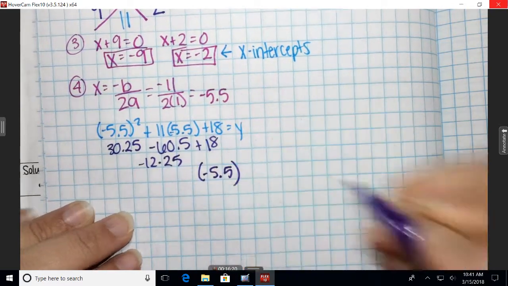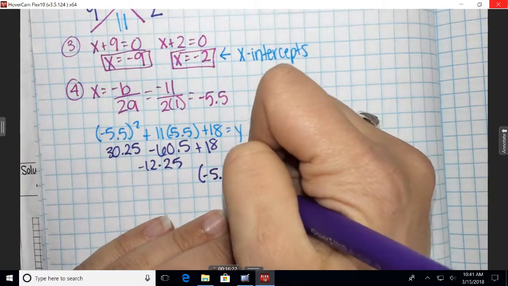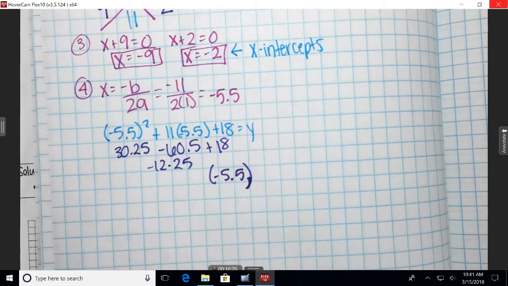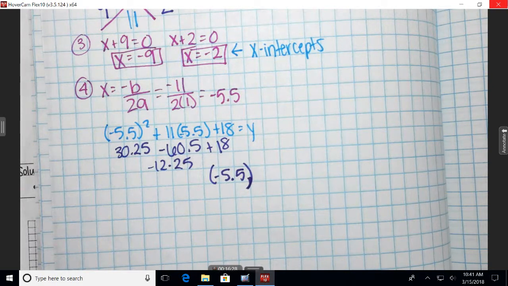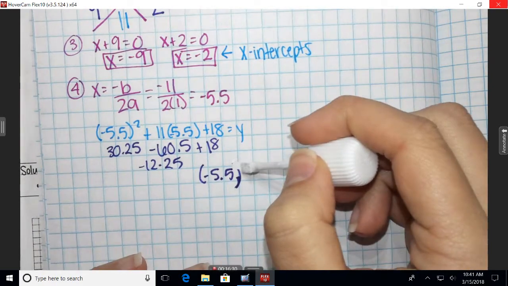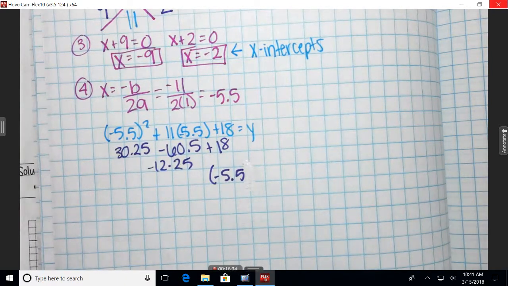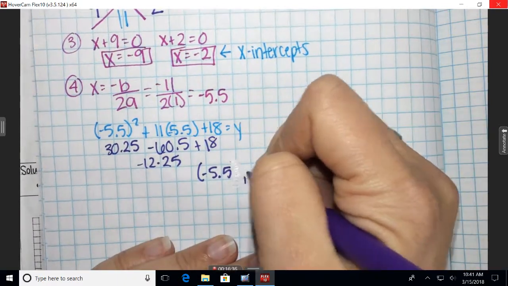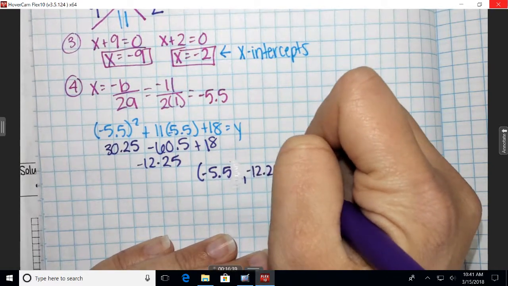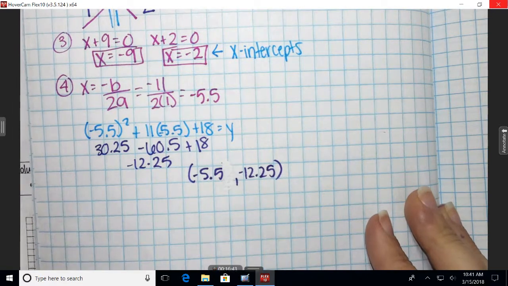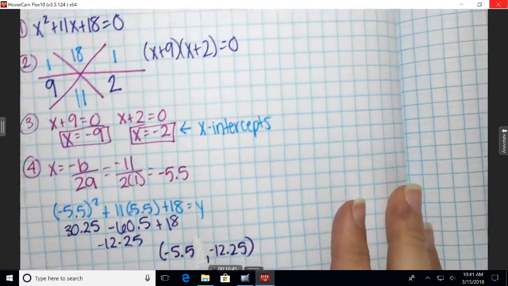We are graphing this one. I got excited and I should have put a parenthesis there. Are we ready?